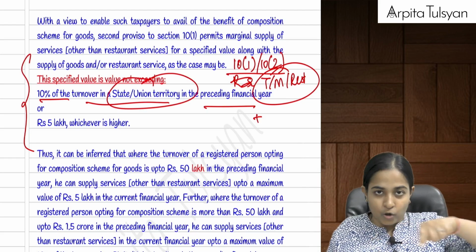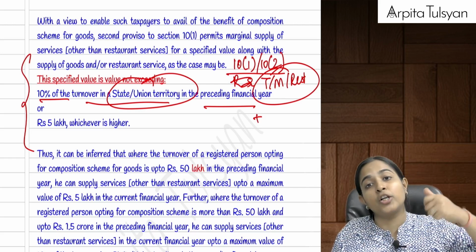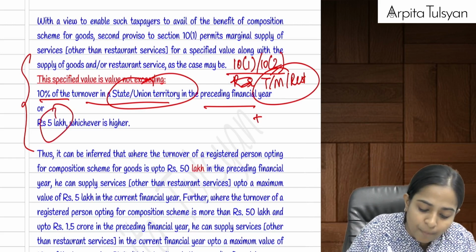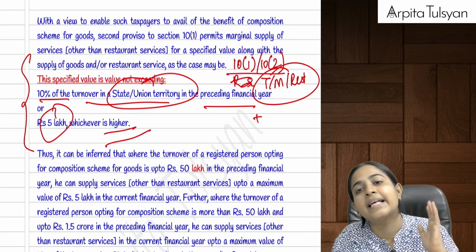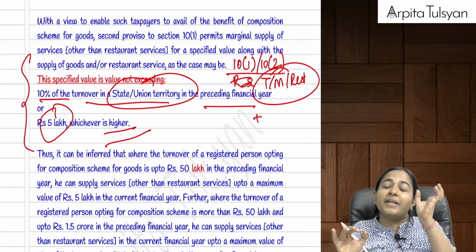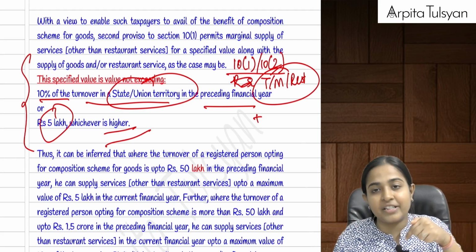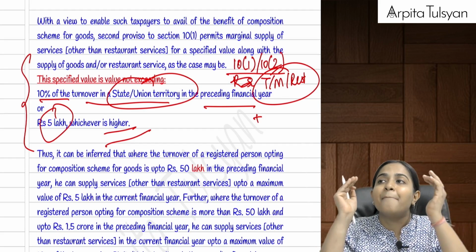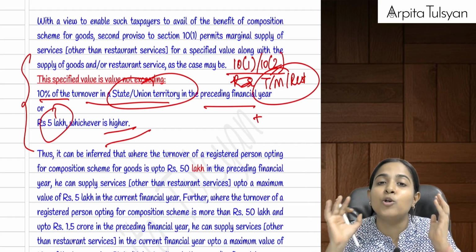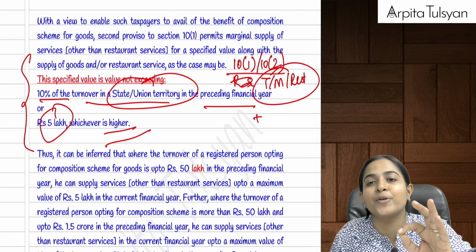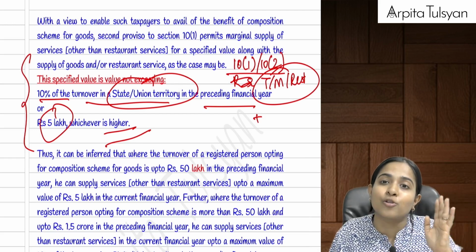My state total turnover of the preceding financial year multiplied by 10% or rupees 5 lakhs, whichever is higher. This is what? Okay, 10% of the preceding financial year's turnover in our state or union territory or rupees 5 lakh, whichever is higher. This is the value of marginal supply of services that you can do along with supply under section 10.1 and 10.2 to avail the composition scheme benefit on this also.